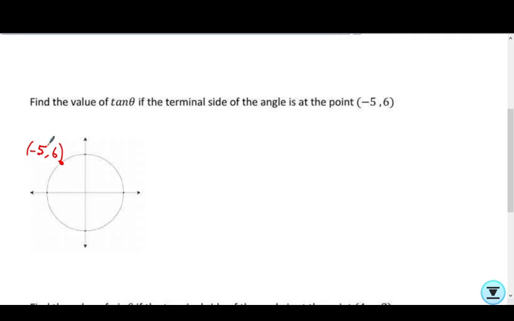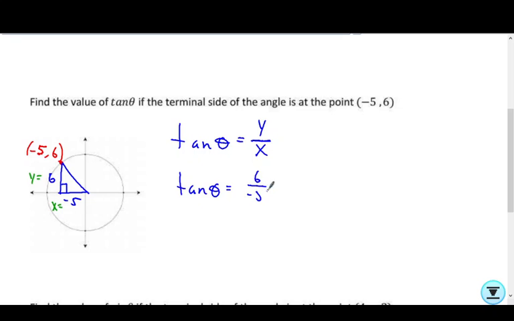As well as it telling us this is my triangle, where this side is -5 and this side is 6. Again, this is our y value here, and this is our x. We're looking for the tangent of theta. Tangent theta is y over x. So what is tangent theta? Six over -5.